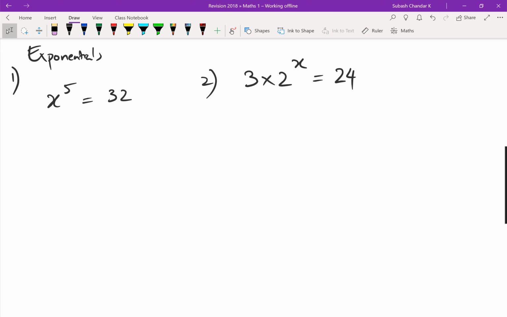Remember I talked to you guys about this. With exponentials, we're not going to give you huge numbers. It's either going to be base 2, base 3, maybe 5, and maybe 10. So it's just one of those numbers that you have to work with. Oh, and also base 4.